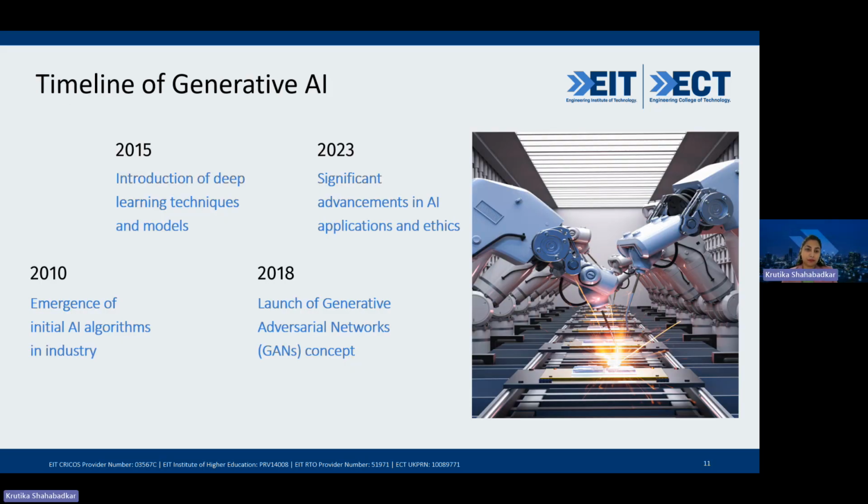To put this in perspective, AI's evolution began around 2010 with early algorithms. Deep learning techniques gained traction by 2015, and 2018 saw the launch of generative adversarial networks, popularly called GANs, which are central to Gen AI's power today. These milestones have shaped how industries harness AI for complex tasks like quality control and predictive maintenance.